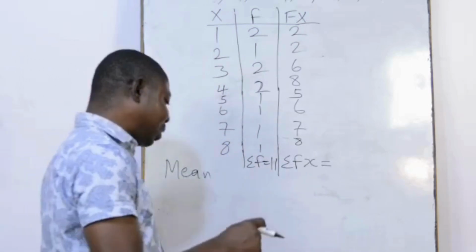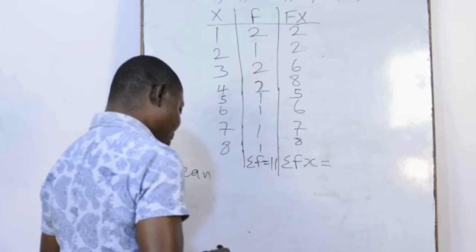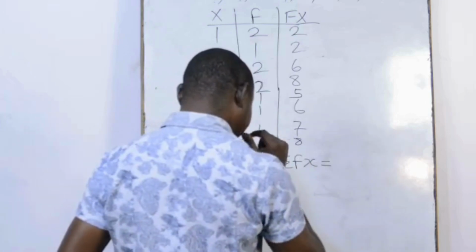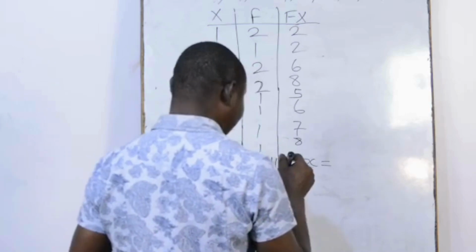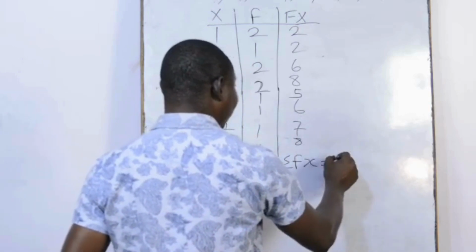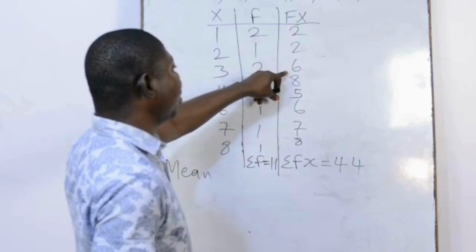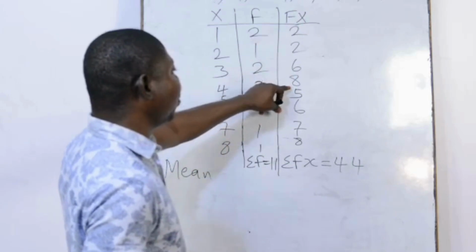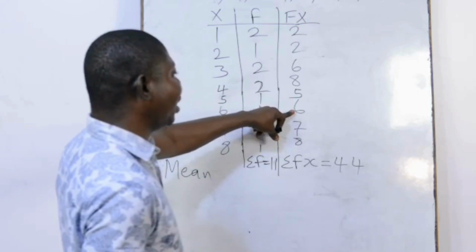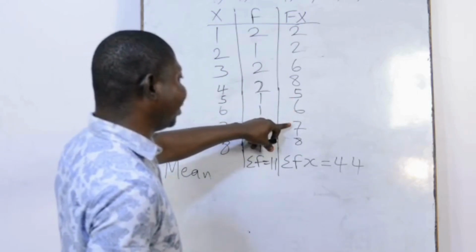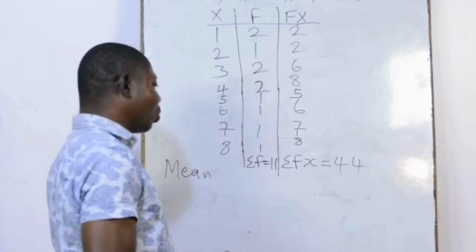If you add this together, you will get 44. 2 plus 2, 4. 10, 18. 18 plus this one will be 23. 23, 29. 29, that will be 36. 36 plus that will give us 44.